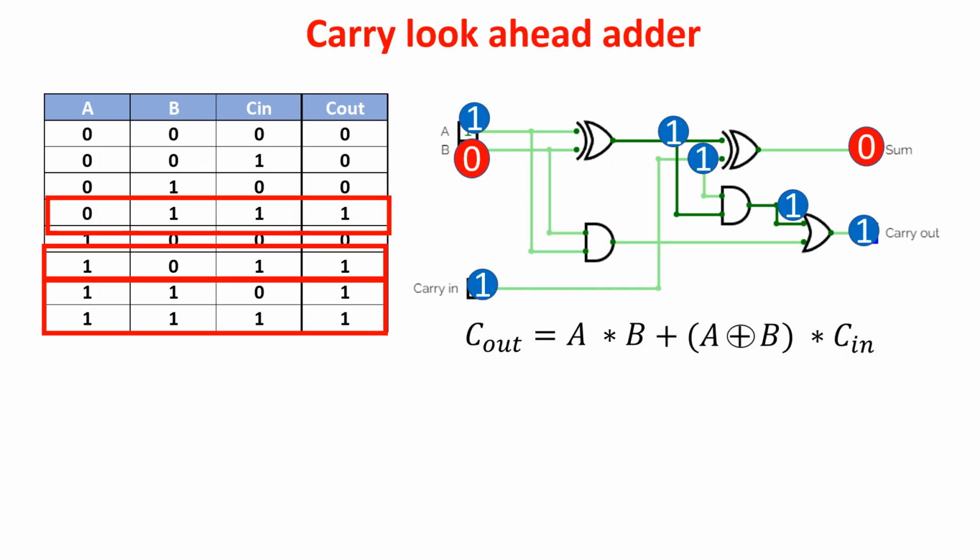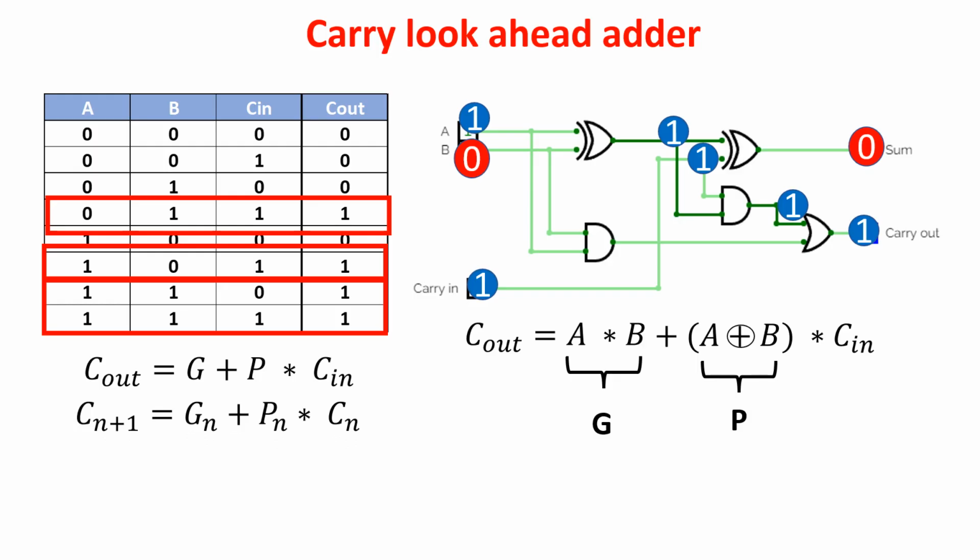So we can add this part of the equation. We call this part the generation part because if A and B is high, we always generate a carry out, and this other is the propagation part because it allows the propagation of the carry in. So we can write our equation in this way, and generalizing, we can write this. You can see that the carry out is calculated from the generation and propagation bits and from the previous carry.